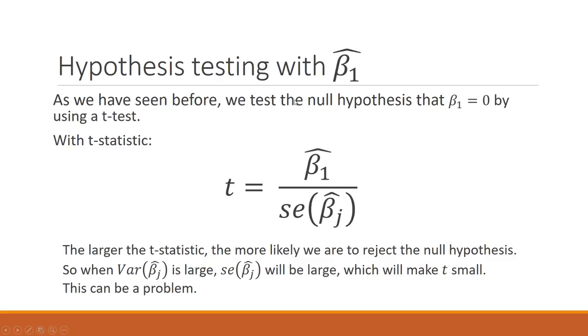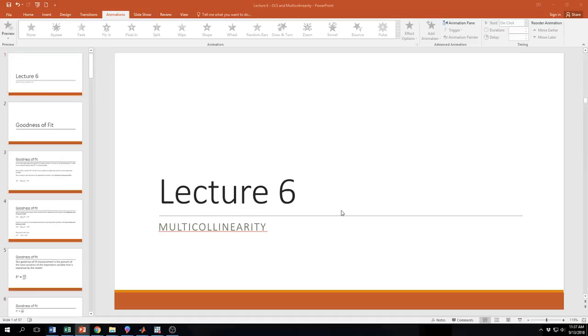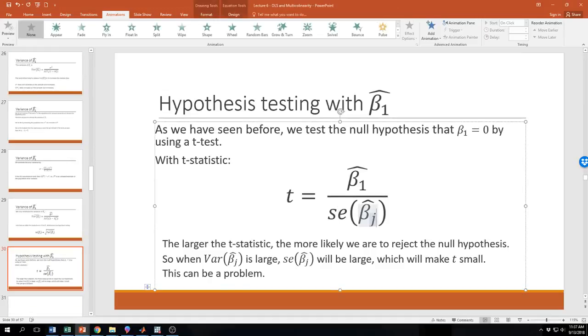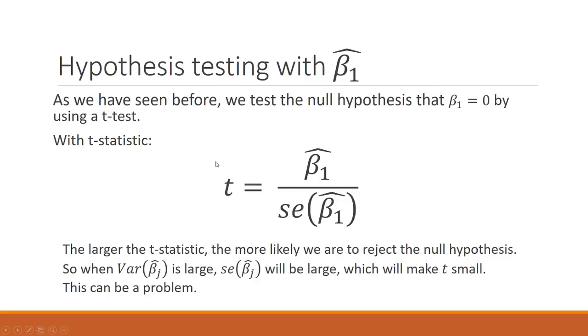As we have seen before, we test the null hypothesis that beta 1 equals 0 by using a t-test. The t-statistic is going to be t equals beta 1 hat divided by the standard error of beta 1 hat. Let me just correct that, let's make this beta 1 hat. So our t-statistic is beta 1 hat divided by the standard error of beta 1 hat. Now this is where it all comes together.